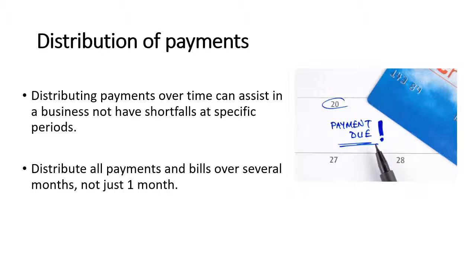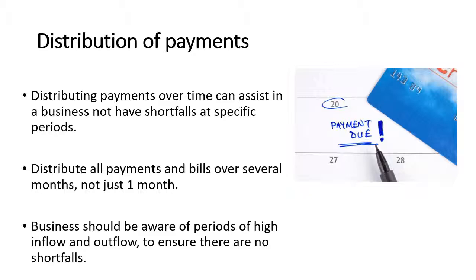Okay? So if you're a business that trades heavily in the Christmas period, I'd essentially want my high inflows matched with my high outflows in December. Okay, so that ensures I don't have any shortfalls. So that really leads to the last point. The business needs to be aware of periods of high inflows and outflows to ensure there are no shortfalls. And essentially, these should be matched.